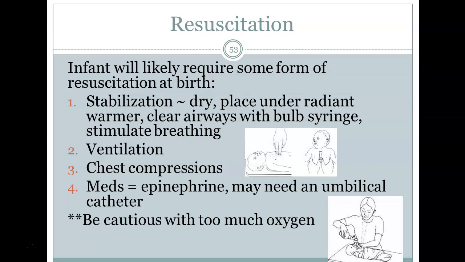Resuscitation. A preterm infant will likely require some form of resuscitation at birth. It's important that we do it in this order. We always stabilize the infant, we dry them, we place them under a radiant warmer, we clear their airway with a bulb syringe, and then we stimulate breathing. If they require ventilation at that point, we do that, and then chest compressions as well if that is needed. And then we administer medications.